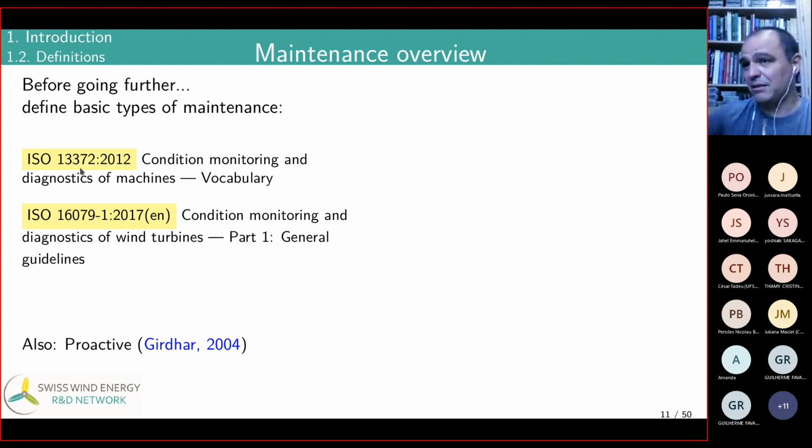Okay, we have some standards already, and I recommend people take a look at that before going further. This condition monitoring and diagnostics of machines, it's a general thing. It's not only applied to wind turbines, but then we can find something about wind turbines specifically at ISO, okay?